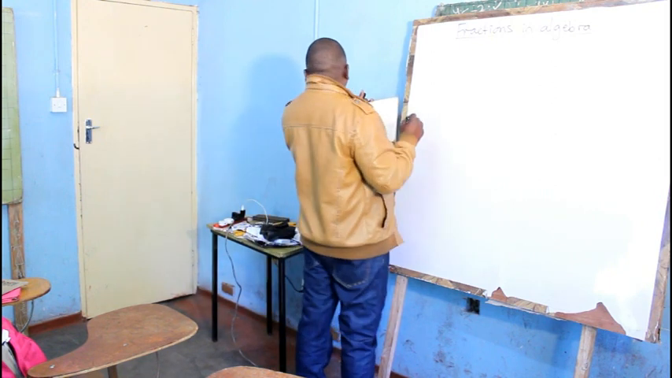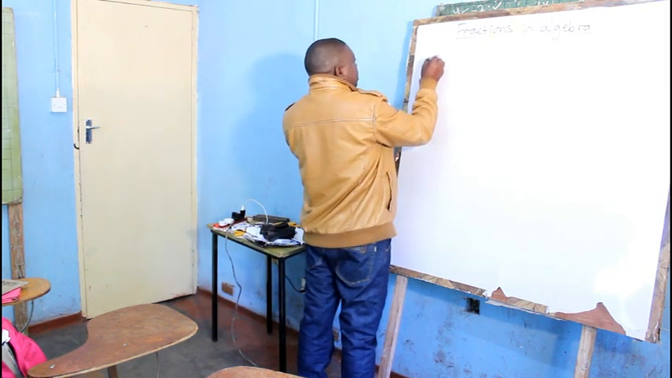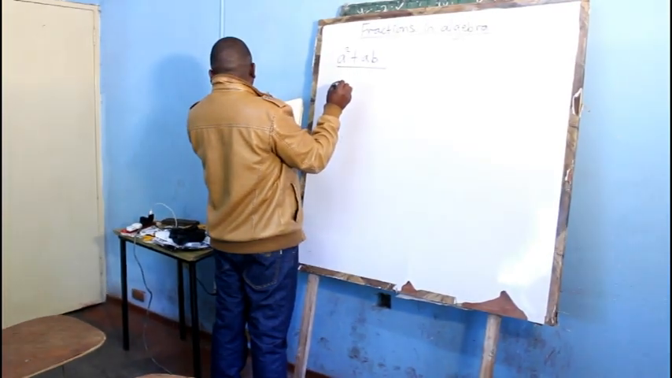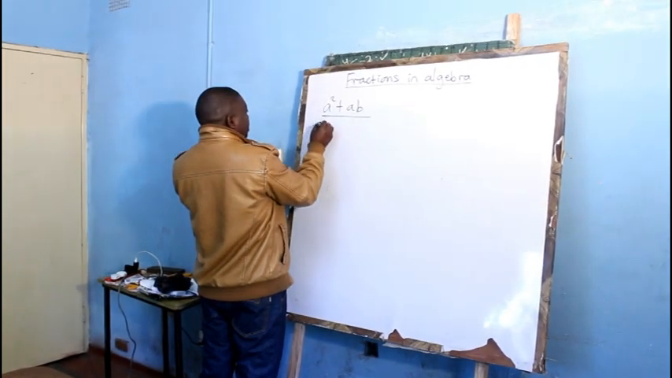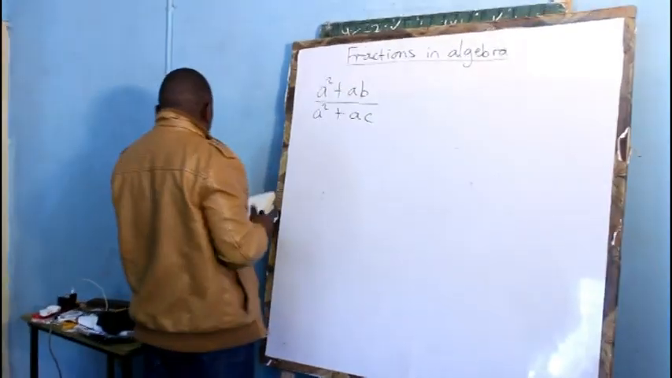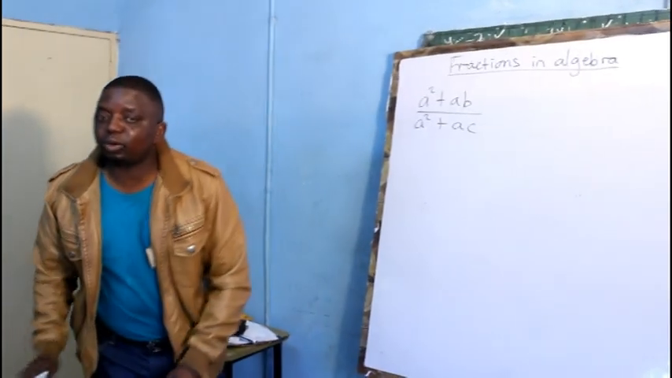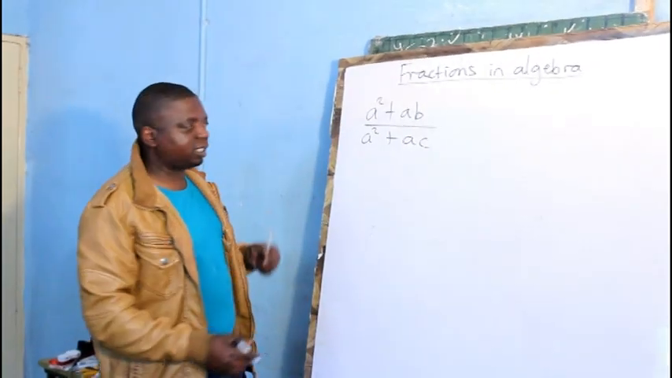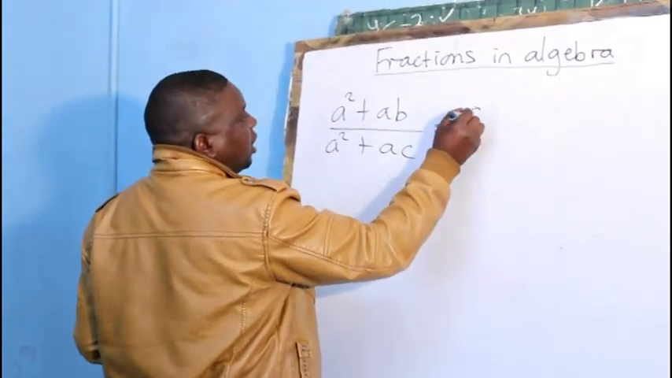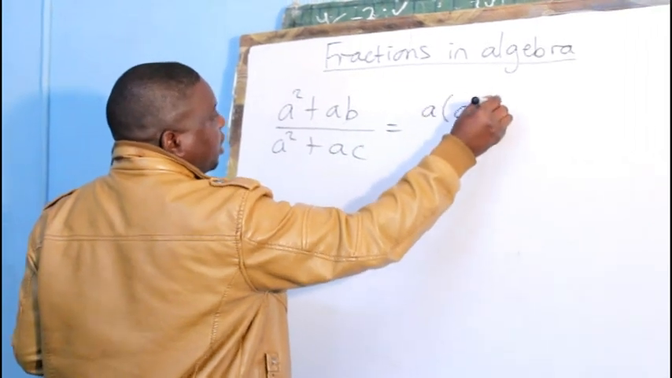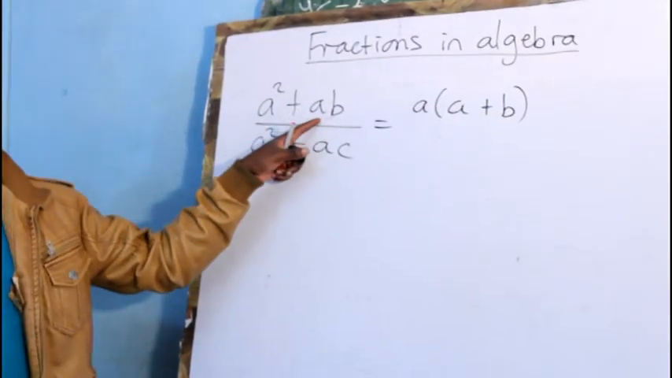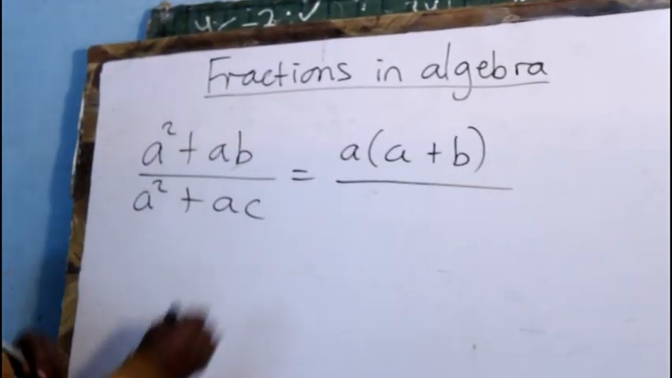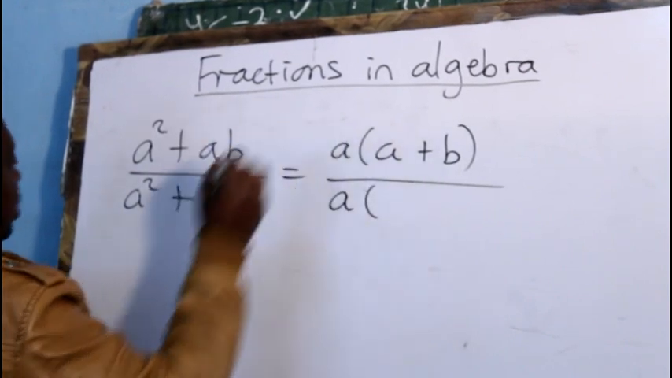Right, for instance, take a squared plus ab over a squared plus ac. First you have to factorize both the numerator and the denominator. Let's factorize. a squared plus ab is a in bracket a plus b. We factor out the common factor. So it's a in bracket a plus b over, we factor out a again.